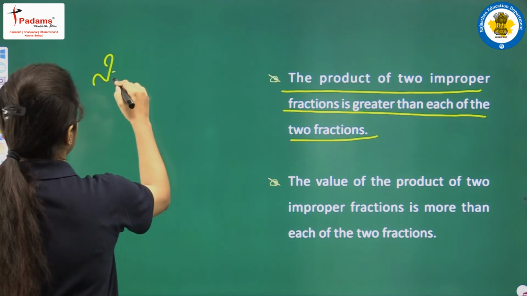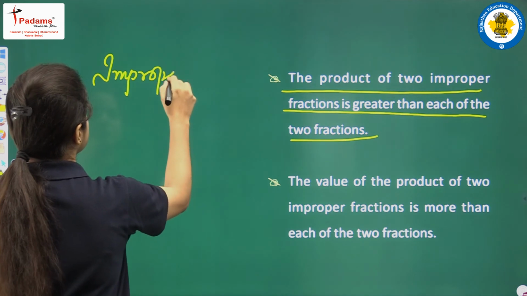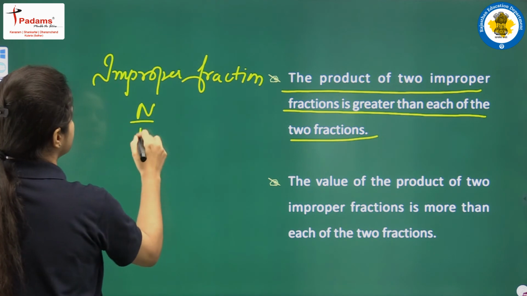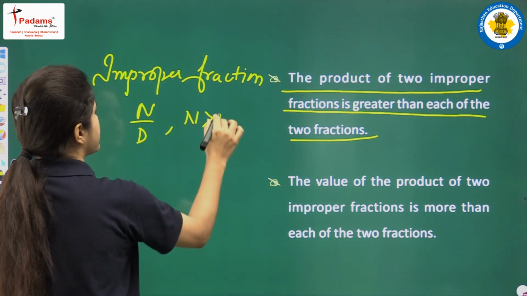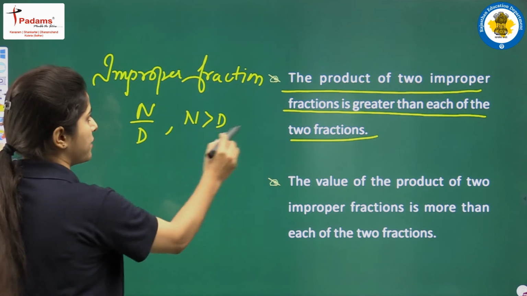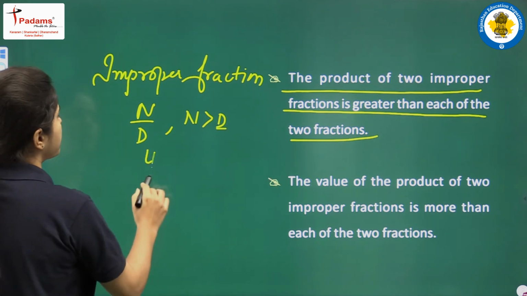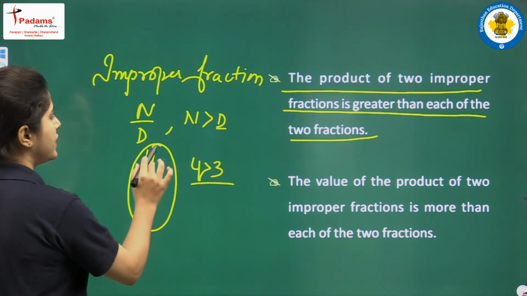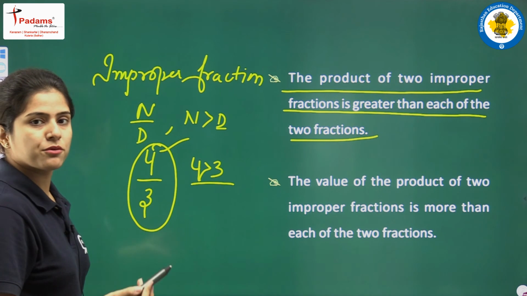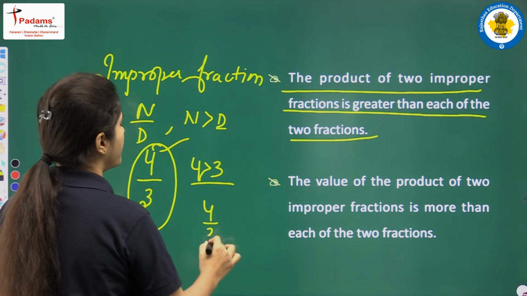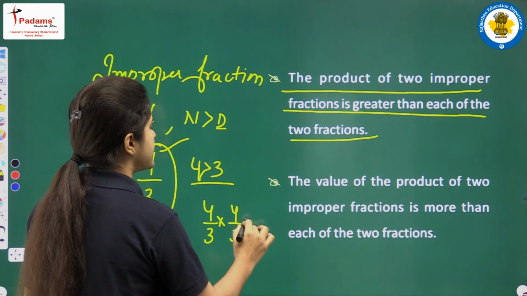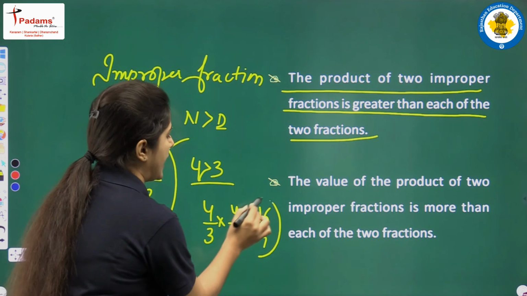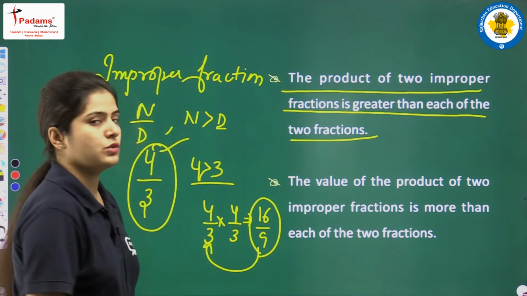How? By improper fraction, what do we mean, students? We mean that the numerator is greater than the denominator. Suppose I am considering 4 upon 3, then 4 is greater than 3, right? So 4 upon 3 is an improper fraction. If I am multiplying 4 upon 3 into 4 upon 3, that is equal to 16 upon 9. Then it is clear that 16 upon 9 is greater than 4 upon 3.